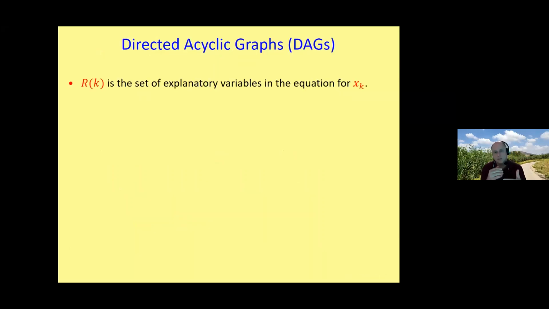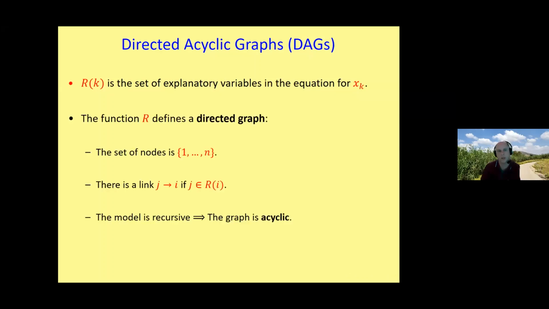That means that we can abstract a little from our description of the recursive model and essentially describe it by a directed acyclic graph. R of k, remember, is the set of explanatory variables in the equation for xk. This function defines a directed graph where the set of nodes is 1 through n, the set of variables, and you write down a directed link from j to i if j is an explanatory variable for i. And because the model is recursive, the graph doesn't have cycles. That's why the recursive model can be defined by a directed acyclic graph.